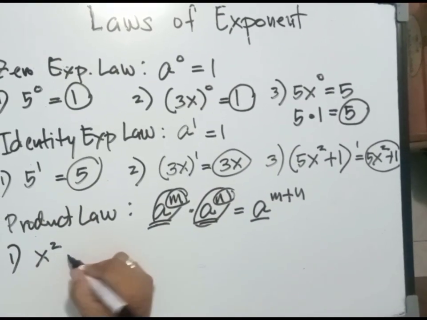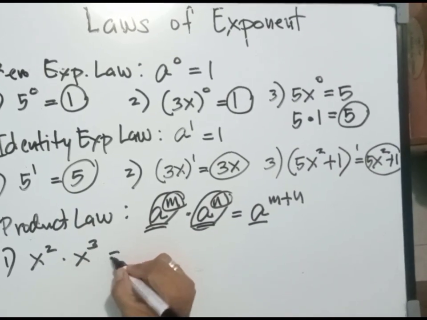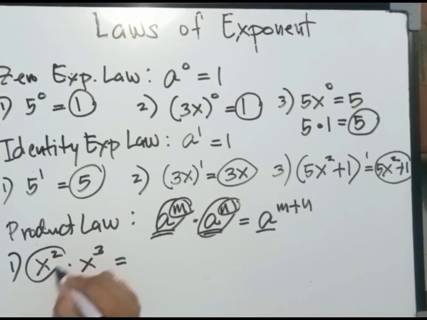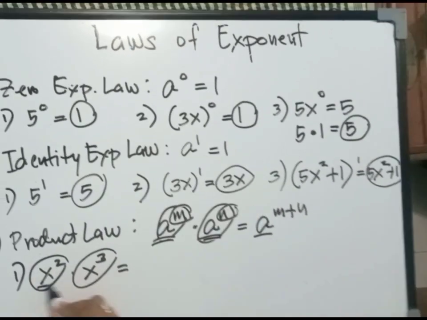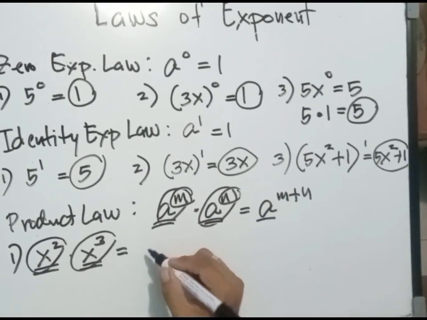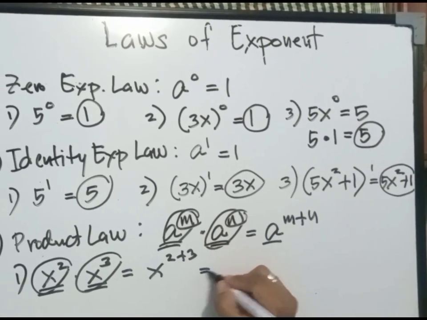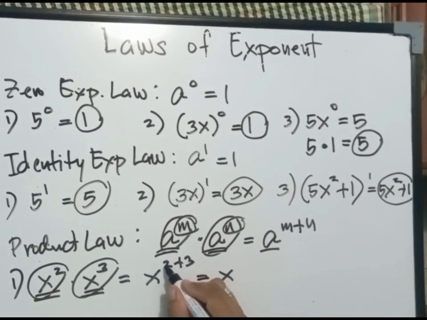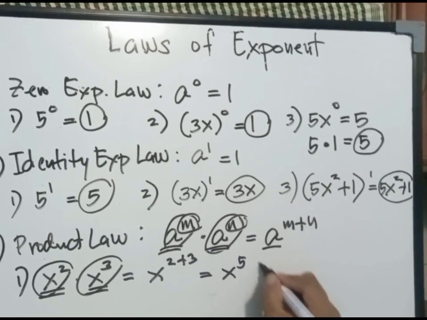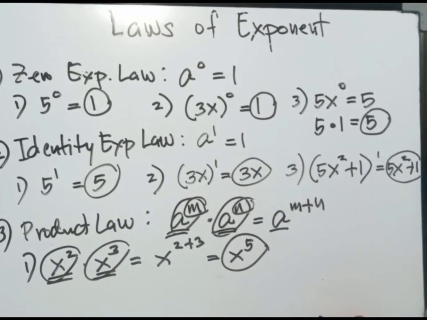Example number 1. X squared times x cubed. Multiplying x squared by x cubed. Since they have the same bases, copy the common base and add their exponents. x to the 2 plus 3, 5. That will be our final answer.